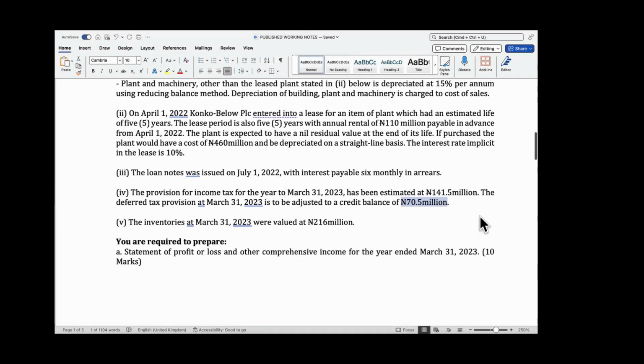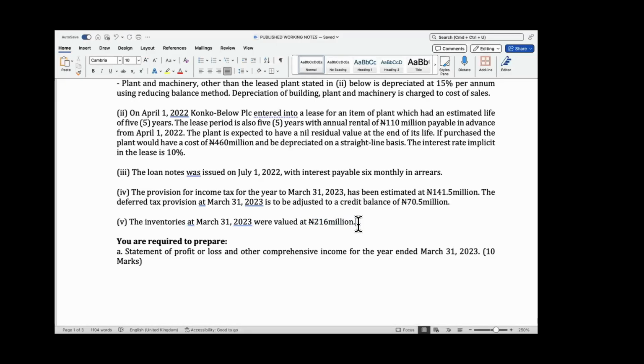I'll show you. And finally, I was told that the inventory as of March 31st, 2023 was valued at 206 million. So this is my closing inventory, which I will deduct from my cost of sales. And I'll also recognize as current.